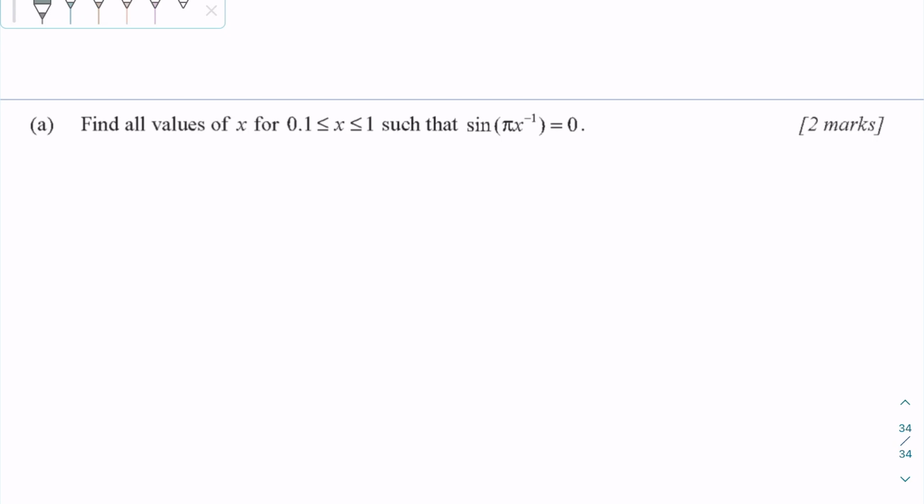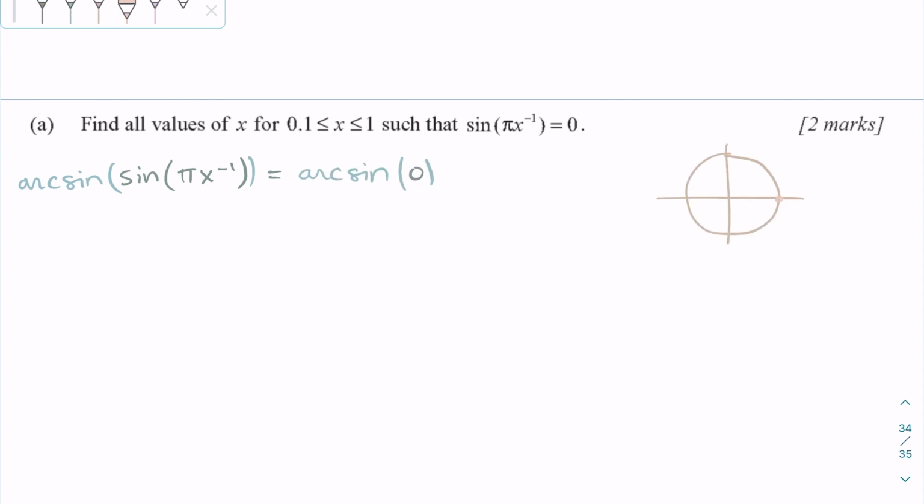Part A asks to find all the values of x between 0.5 and 1 such that sine of pi x to the power of minus 1 is 0. To isolate x, we can take arcsine on both sides. So we get pi x to the minus first is arcsine 0.